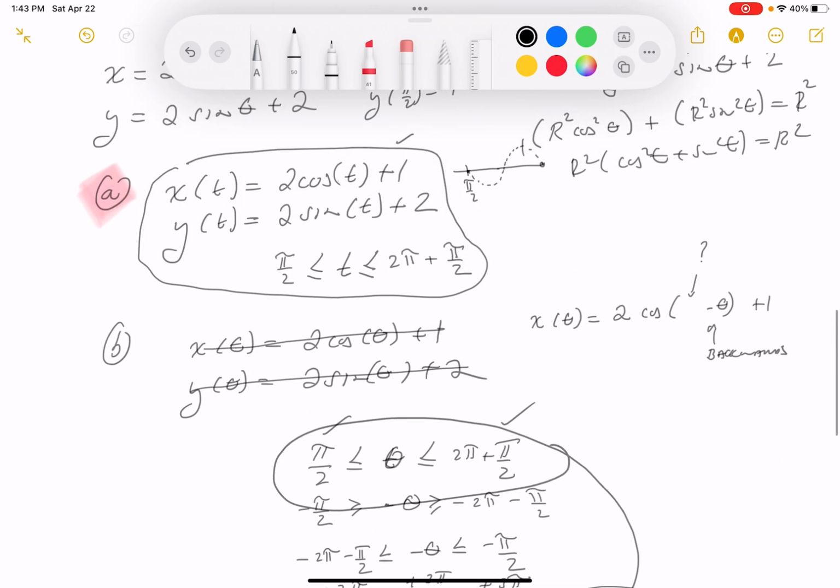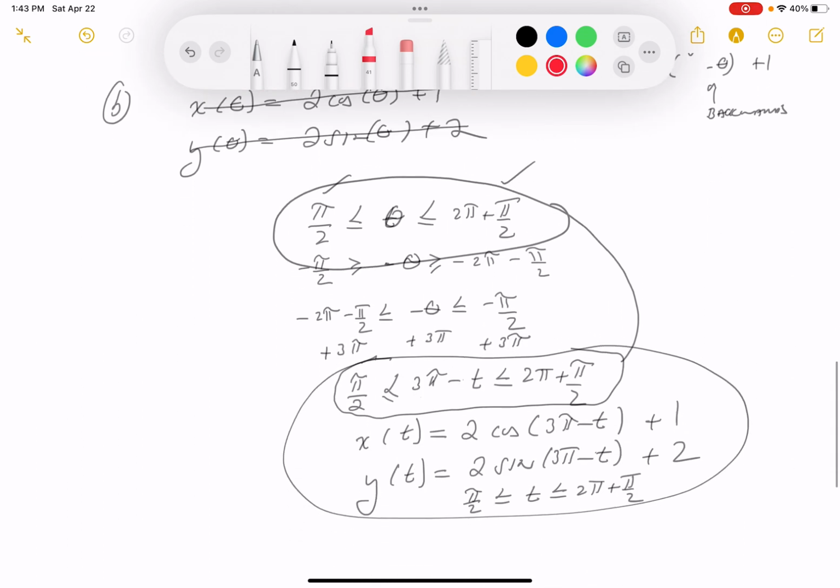Let's go back to this and see if we got the right answer. So what's A say? A says x is equal to 2 cosine t plus 1. I got that. It says y is equal to 2 sine t plus 2. I got that. What's the time interval giving me? Pi over 2, t, I see that. Yeah, we did okay there.